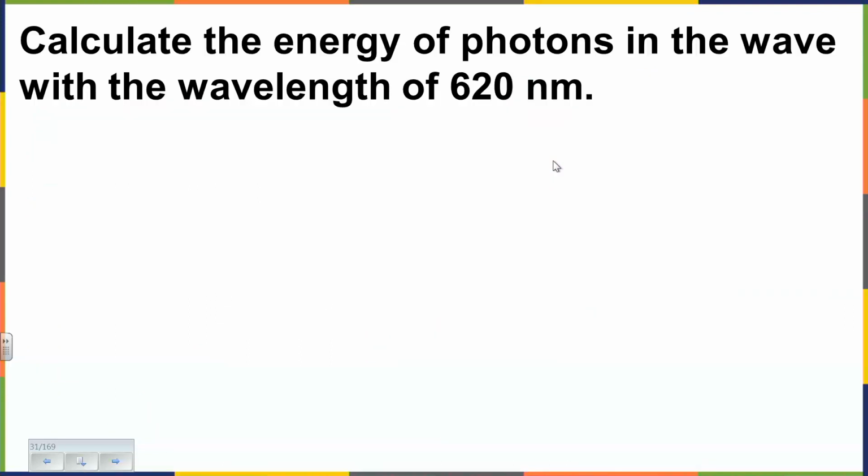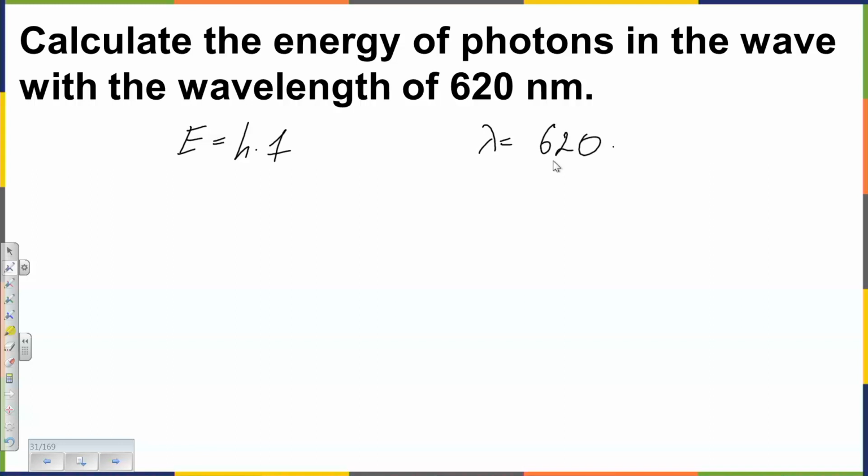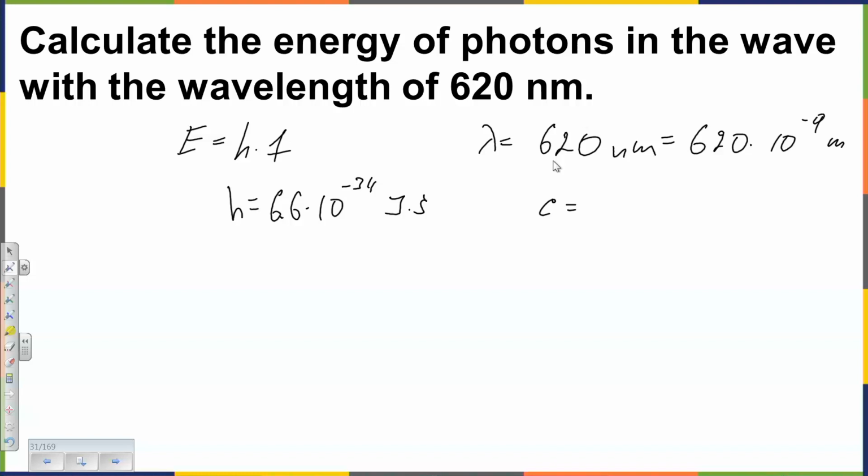And well, first, let's practice using those equations. The wavelength is 620 nanometers. That's the number. Max Planck's constant is about 6.6 times 10 to the negative 34 joule times second. That's the standard unit using the international system of units. And speed of light equals 3 times 10 to the 8th meters per second, and speed of light is related to frequency and wavelength.